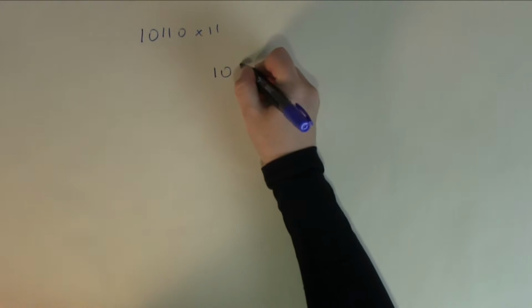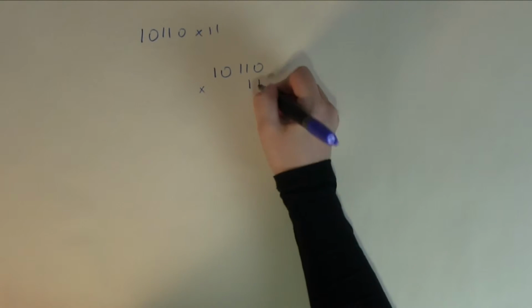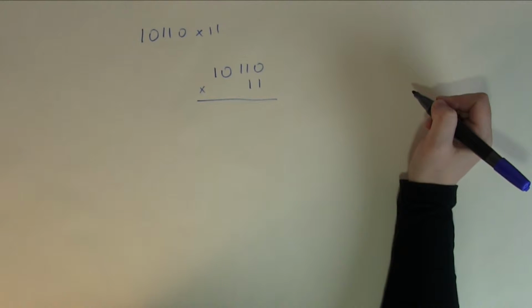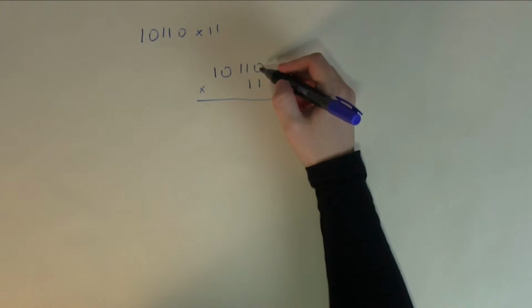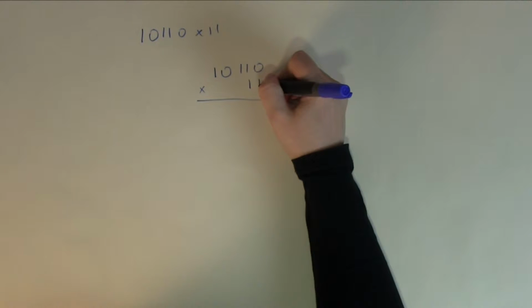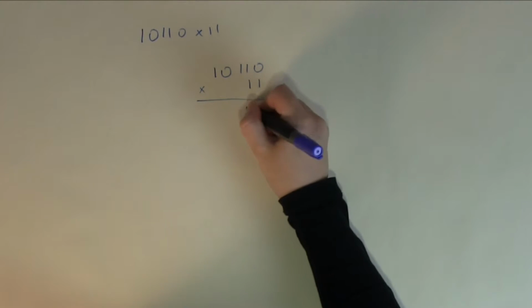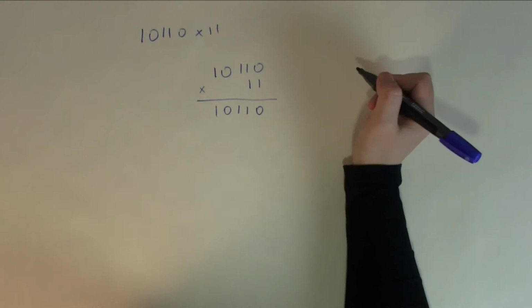1, 0, 1, 1, 0. Multiply by 1, 1. Now again, it will be slightly simpler than carrying out multiplication in decimal, because the only digits I can have are 1s and 0s. So when I multiply anything by 1, it's just itself. So I'm just copying down the first number.